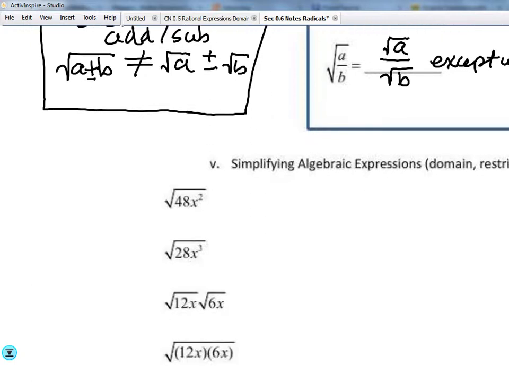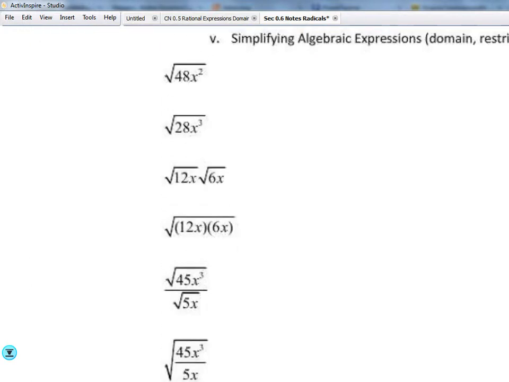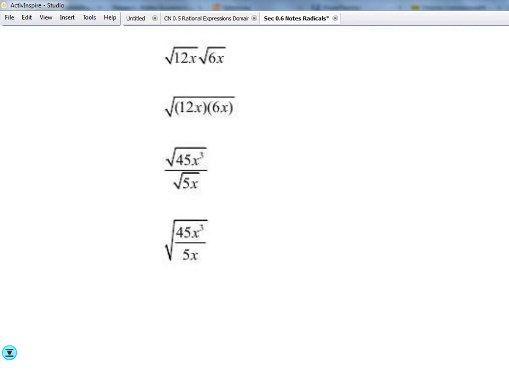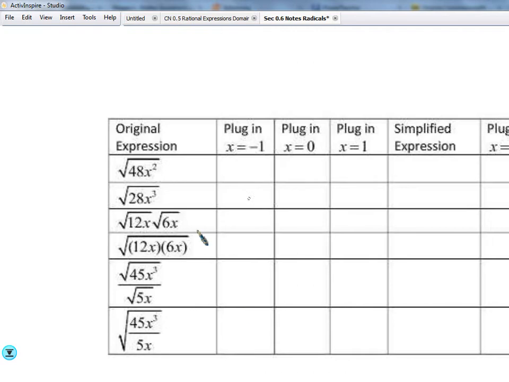All right. So now what we're going to do first, I have this simplifying algebraic expressions activity, and I've also given you a handout that has this little chart on it. We're going to start with the first thing, which is this original expression. I want you to plug in x equal to negative 1 and tell me what you get. Plug in 0, put down what you get. Plug in 1. So you're going to do this first. That's number 1 in this activity.